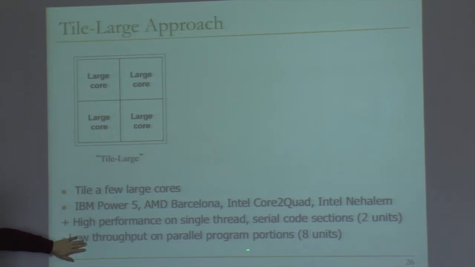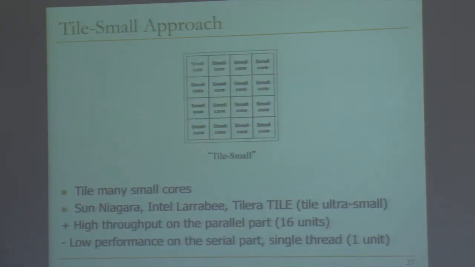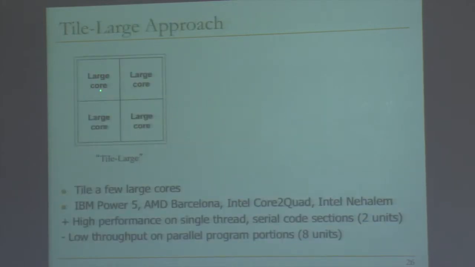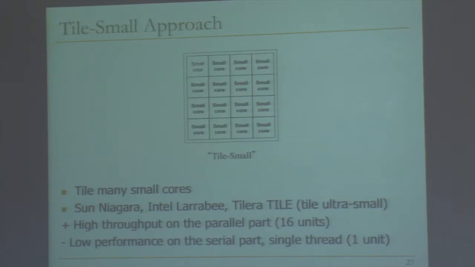But you get low throughput on parallel program portions, right? If everything is completely parallel, what you get is 8 units. Okay, and we'll see how it's calculated later. Why do you get 8 units? Because a large core has a performance of 2, so it can actually execute 2 threads in parallel. So you get 4 times 2 threads in parallel.